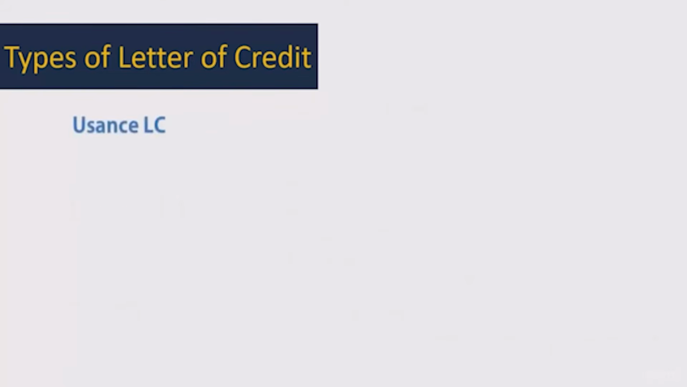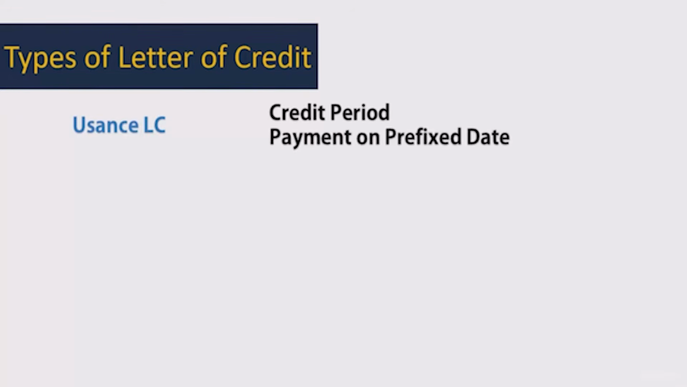Then there is something known as usance LC, where the seller permits a certain credit period to the buyer. Here the buyer would open the LC, it would reach the seller, and the seller would showcase the documents. The payment to the seller would happen only after the usance period plus the minimum grace period, or that 7 plus 7 plus 7 days. So the credit period is offered by the seller, and payment is going to happen on a prefixed date.